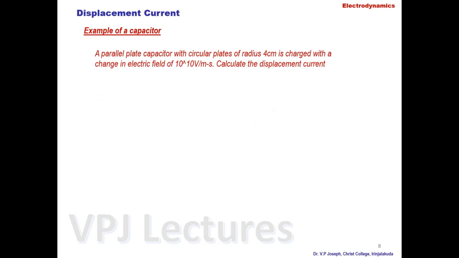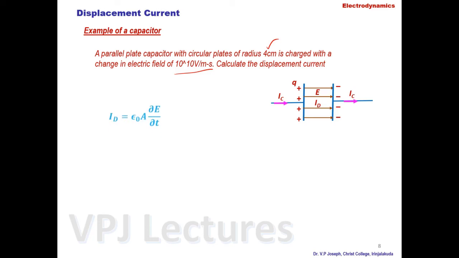Now one numerical example: a parallel plate capacitor with circular plates of radius 4 cm is charged with a change in electric field of 10 power 10 volt per meter second. Calculate the displacement current. It's a very simple example. We are asked to find the displacement current ID.